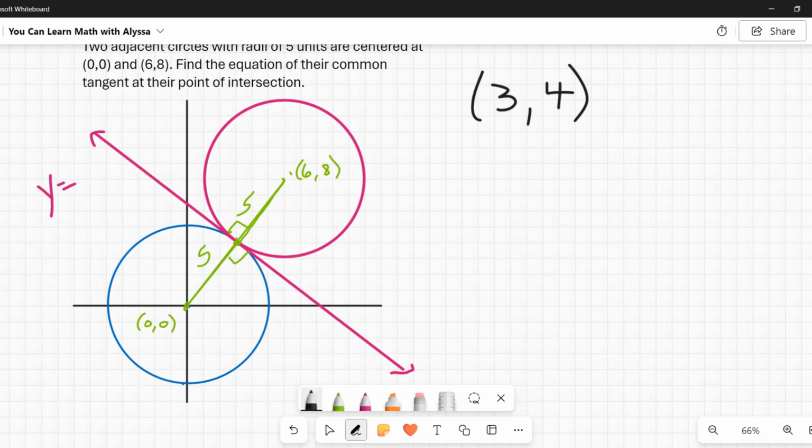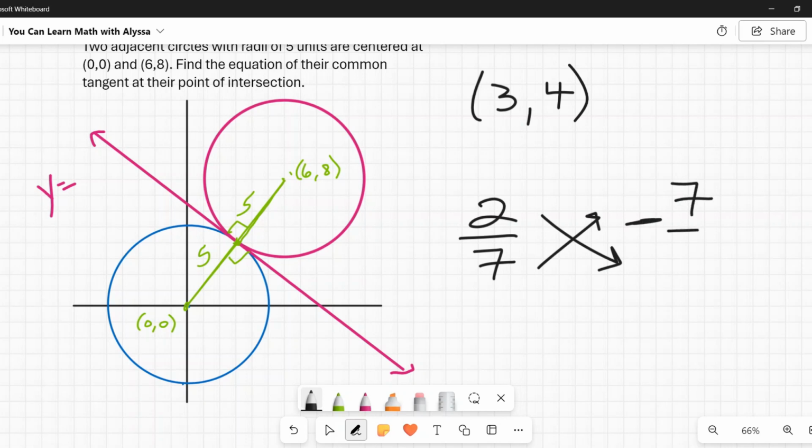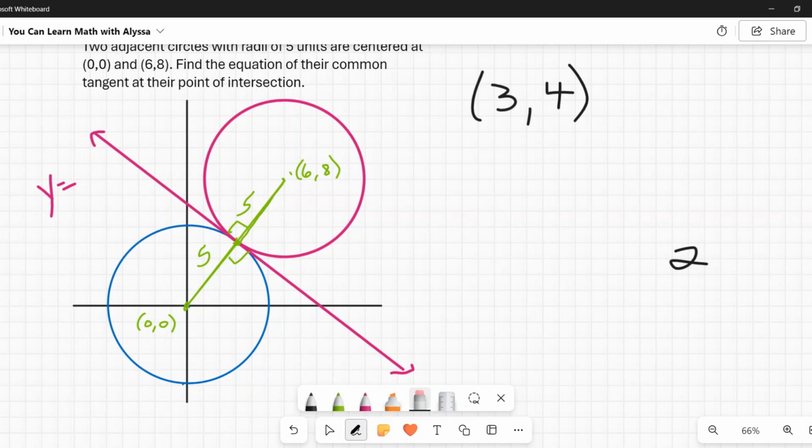So their slopes are negative or opposite reciprocals of each other. So if one of them had a slope of 2/7, the other would have a slope of -7/2. Opposite, negative reciprocal. If the negative was over on this side, then this one would be positive, just like that. Okay, so if we find the slope of the line segment, we can do the opposite reciprocal, and then we'll have the slope of our tangent line.